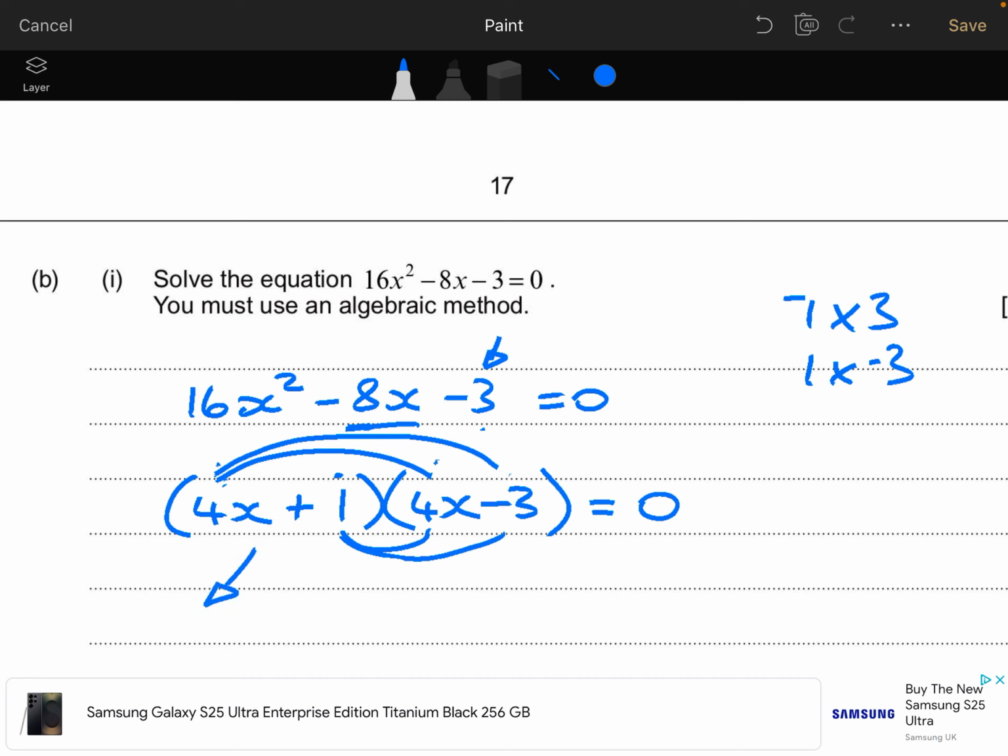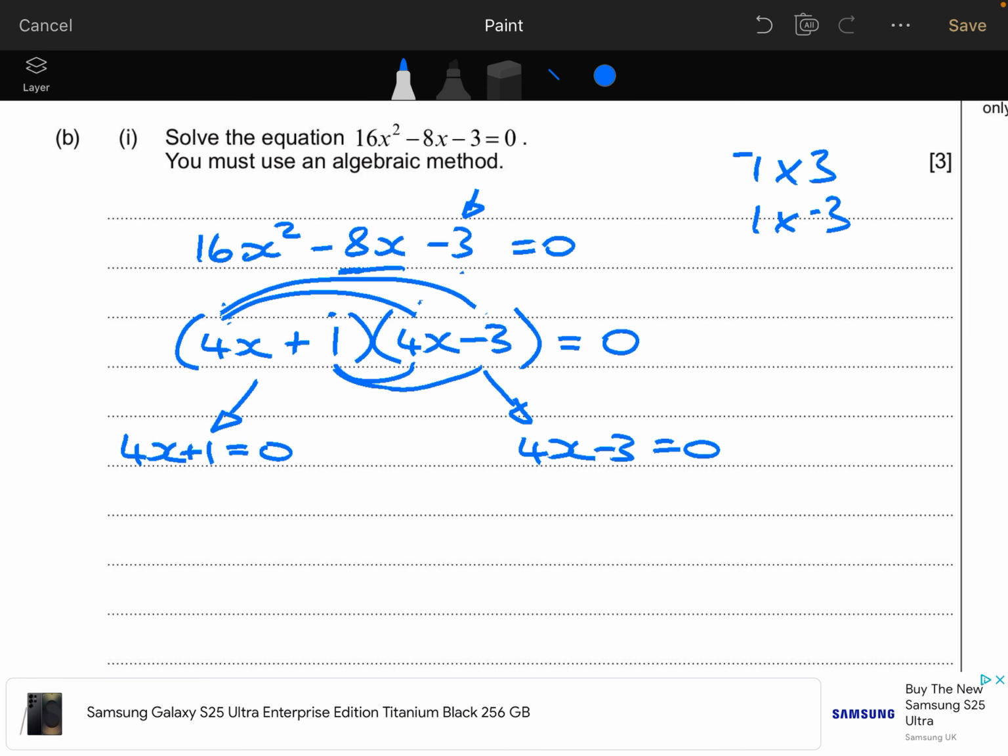So from 4x plus 1, either 4x plus 1 is equal to 0, or 4x minus 3 is equal to 0. And going down a little bit, 4x plus 1, trying to solve that, I'm going to take 1 from each side. That gives me 4x is equal to -1. And then to get rid of the 4, I'm going to divide by 4. So x is equal to -1 over 4, or -0.25.